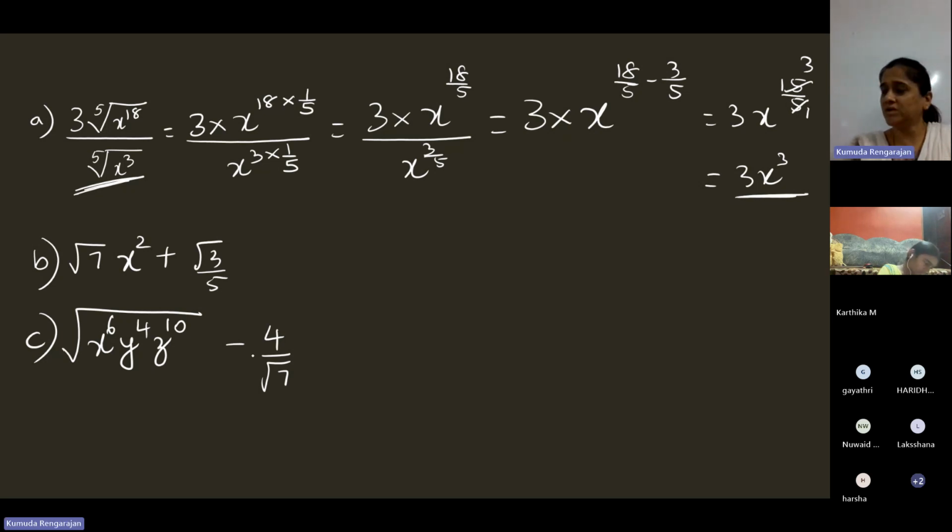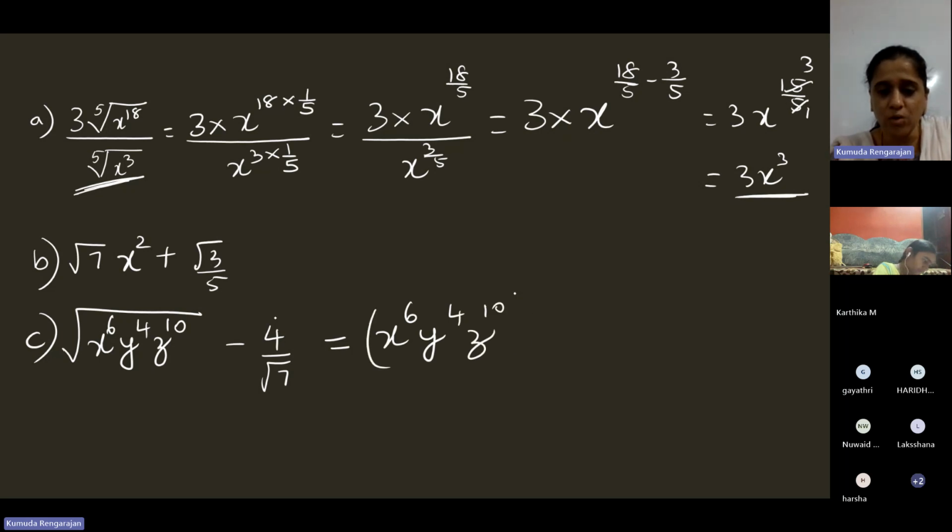Very good. So is it a polynomial or not? It is a polynomial. So how do you simplify this? X to the power 6, y to the power 4, z to the power 10, the whole power 1 by 2.